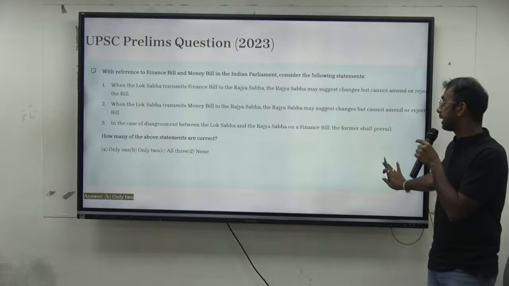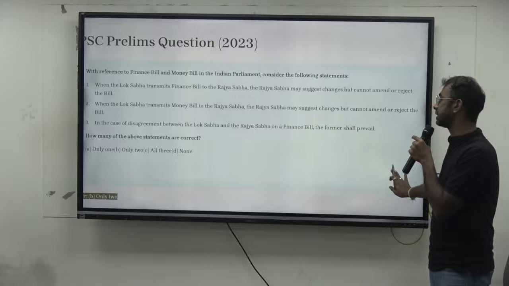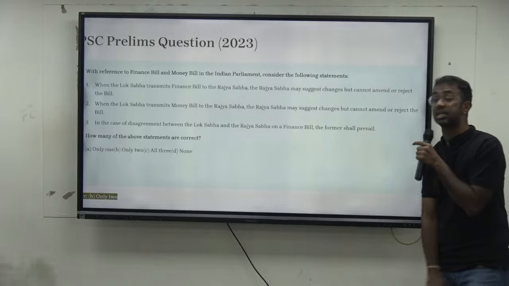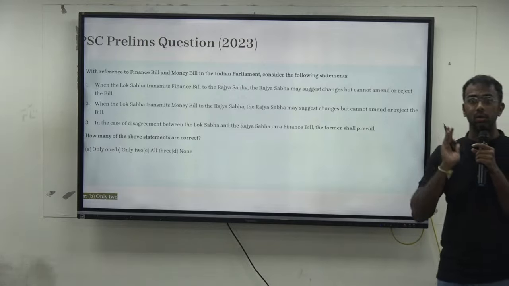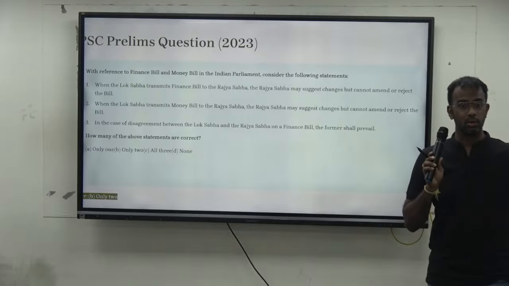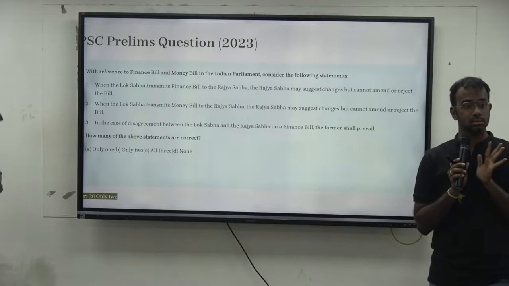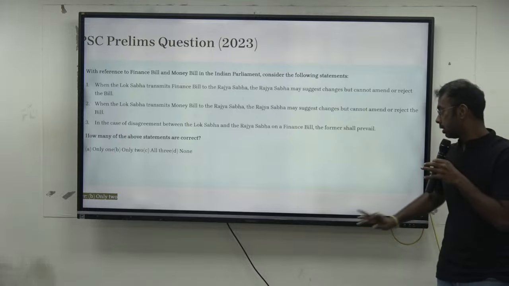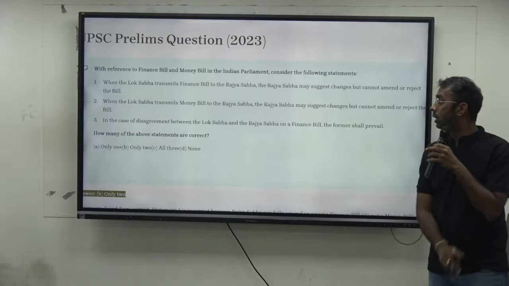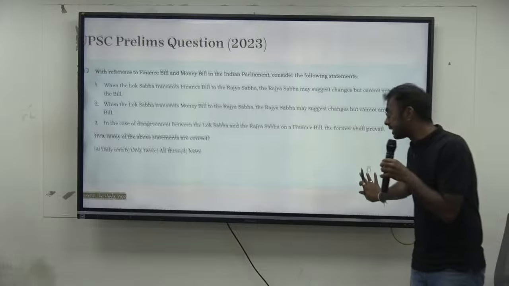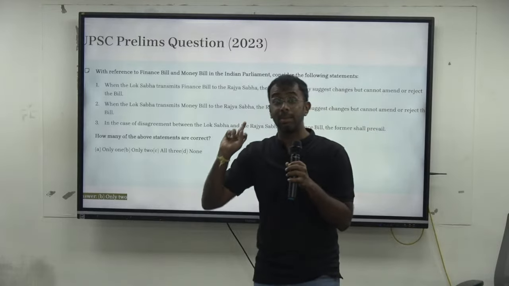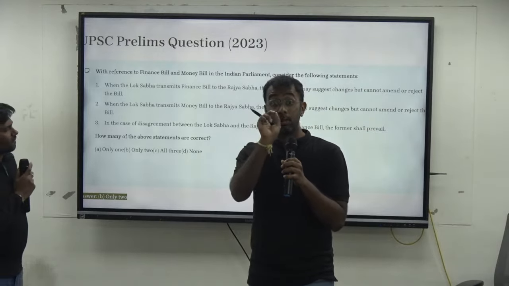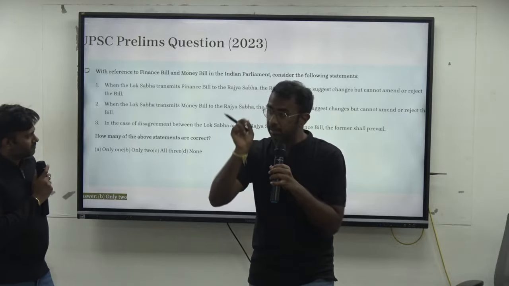Good. In case of disagreement between the Lok Sabha and Rajya Sabha on a finance bill, the former shall prevail. Is there a joint sitting? I don't know. So the correct answer is only 2. Again, I don't want just the answer. What is the demand of the question here? Remember I told you the procedural aspect. He is playing with the procedural aspect.